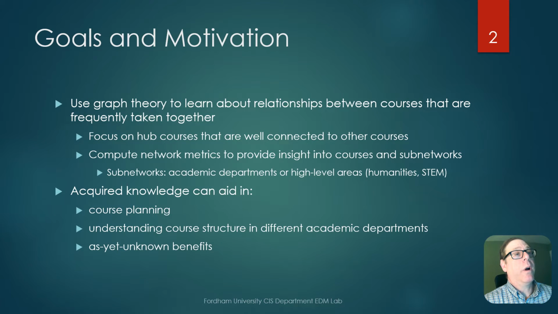The goals of our work are to apply graph theory to learn about the relationship between courses that are frequently taken together. We're going to focus on hub courses that are well connected to other courses, but we're also going to compute network metrics to provide insight over a group of courses. A group of courses or a subnetwork could correspond to an academic department or maybe an area like humanities courses or STEM courses. The acquired knowledge we get will help with course planning, understanding course structure in different departments, and maybe some as yet unknown benefits.